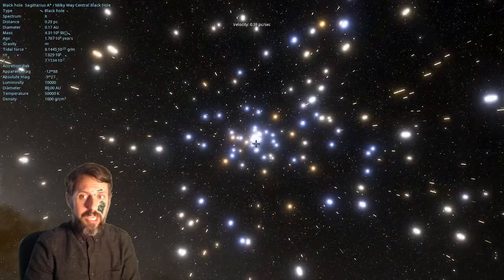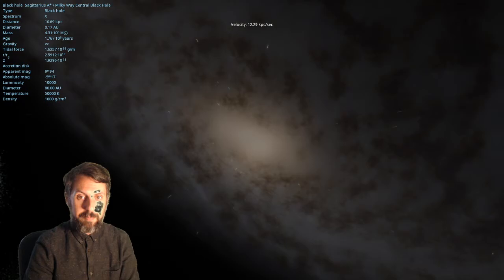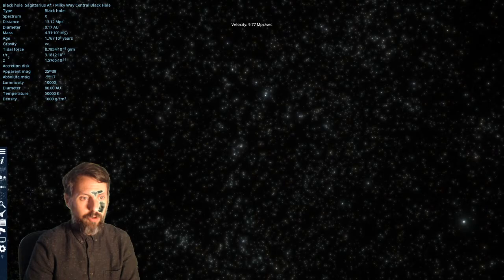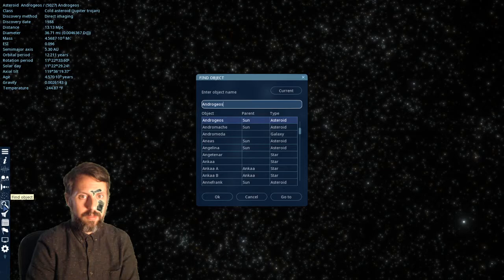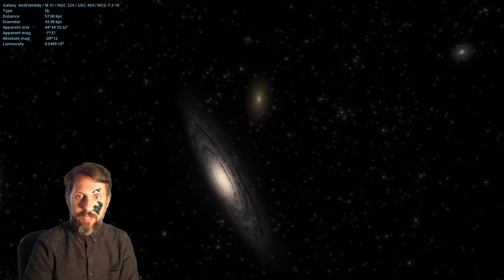To give you an idea, if we zoom back out, look at how long it takes to finally get out of the center and back out of the Milky Way. The nearest galactic neighbor of any appreciable size to ours is Andromeda, which I'll talk about in a second. If we go look at Andromeda right now. Nope, not that one. Here's Andromeda, and you can see the Milky Way right up here.